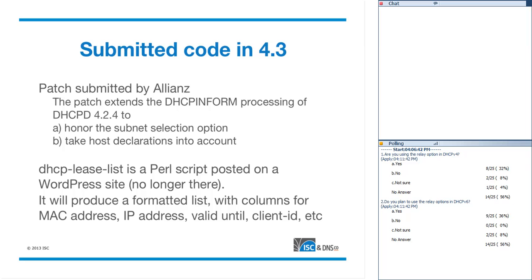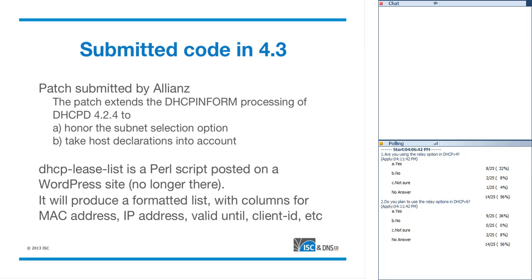In this case, the DHCP inform processing takes a different path through the code than the main processing. DHCP inform is simply the case where a client is trying to get information. It already has an address, and it either has a static address and wants to get other stuff, or has gotten an address some other way, but wants to get more information. So previously, we didn't do this subnet selection and the host declarations.